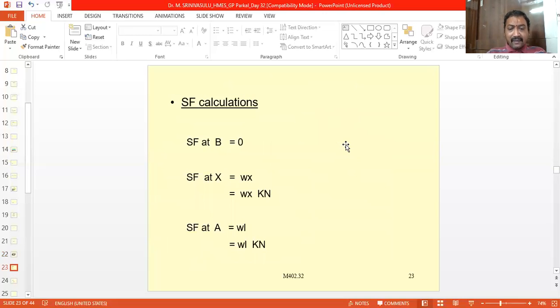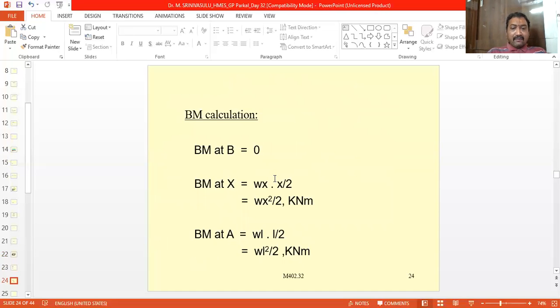So the value of the bending moment at x is equal to W into x as the force, and x by 2 as the distance. So this is equal to Wx square by 2, and it is negative because it is causing a clockwise moment to the right of the section. Therefore, the value of the BM is equal to minus W into x square by 2. The minus sign is not shown here, but it is minus Wx square by 2 kilonewton meters. So this is the general equation.